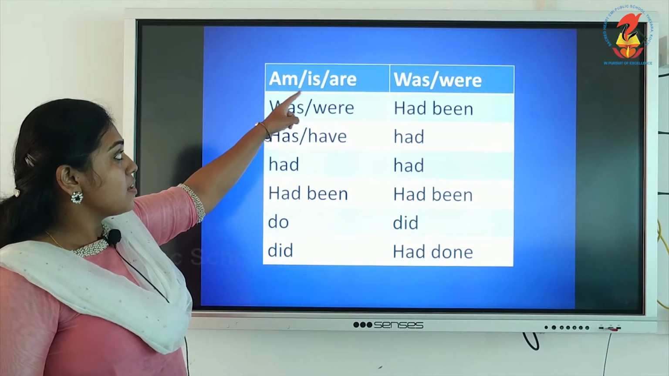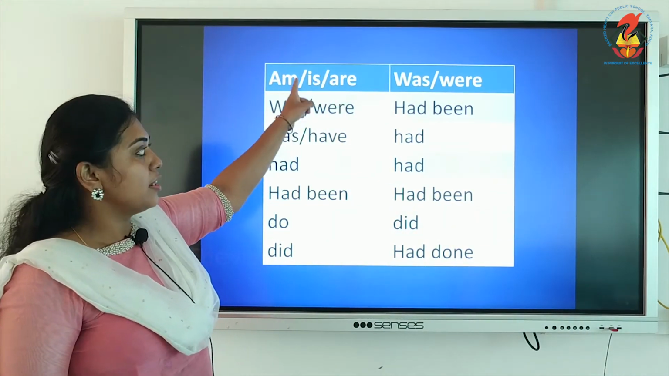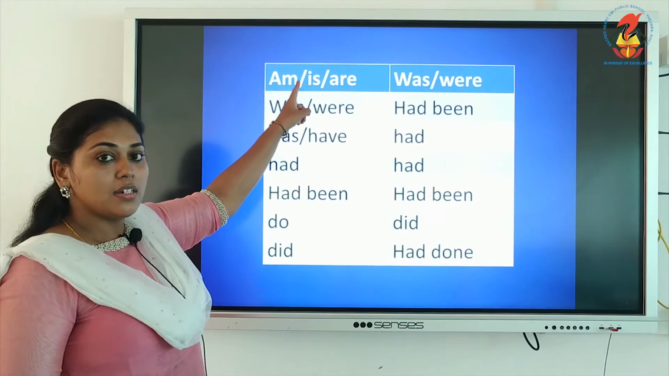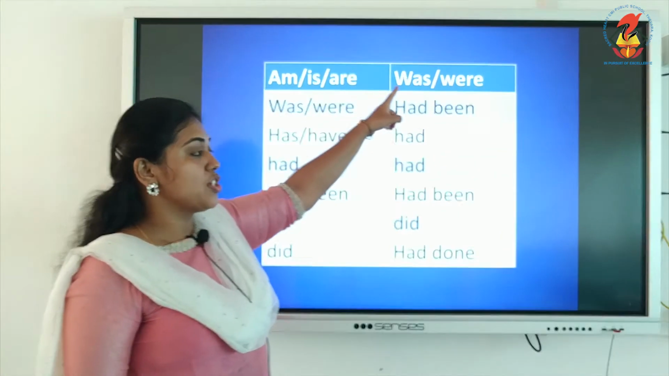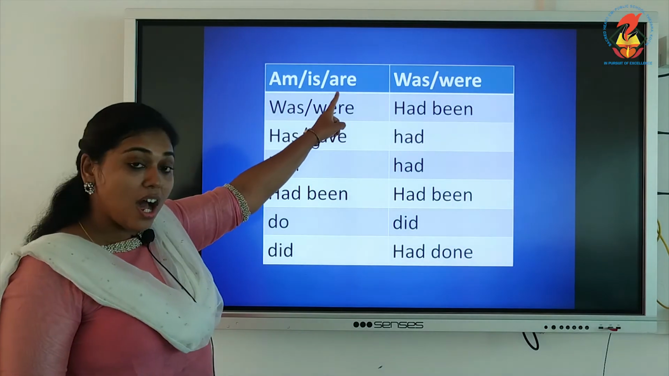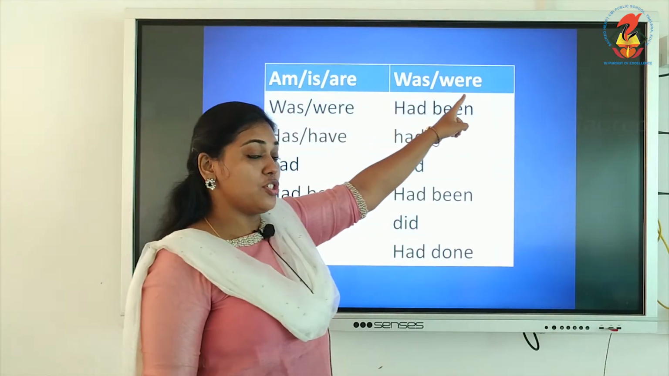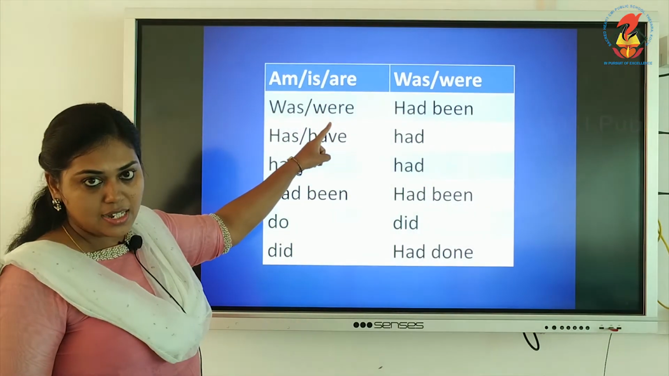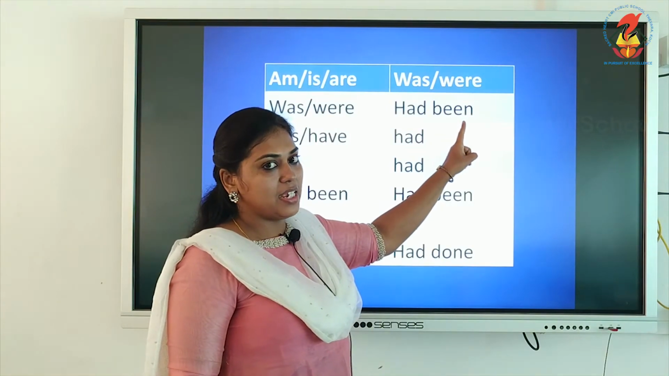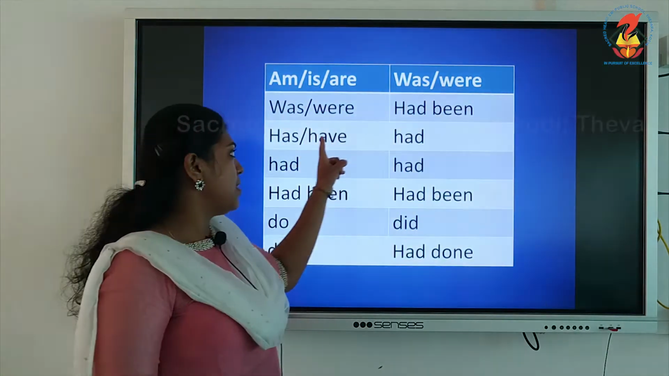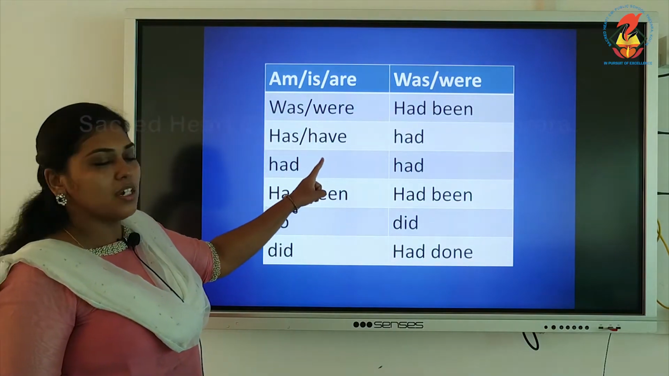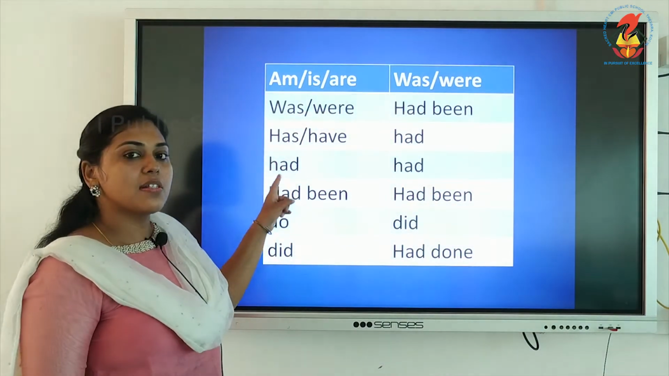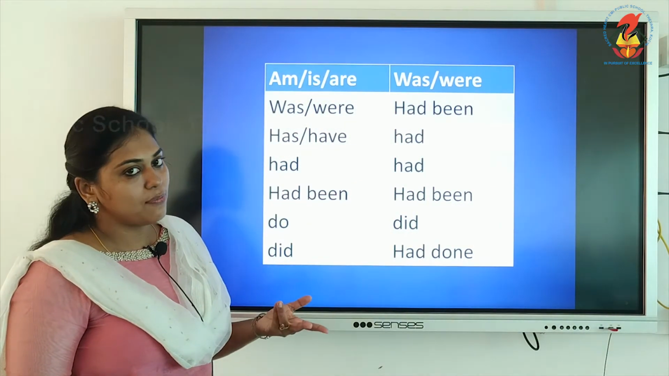If am, is or are is mentioned in a sentence, then you have to change it into was or were. When am or is comes in a sentence, you have to change it into was, and when are comes in a sentence, you have to change it into were. When was or were comes in a sentence, you have to change it into had been. When has or have comes in a sentence, you have to change it into the past form had. When had comes, there is no change. Already it is in past form, so we do not have to change it again.